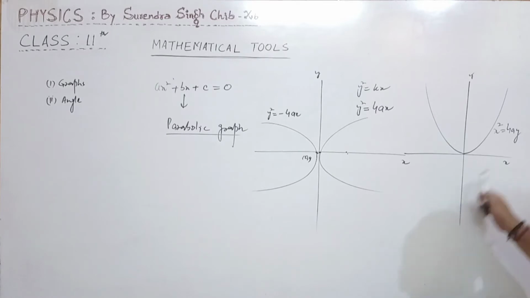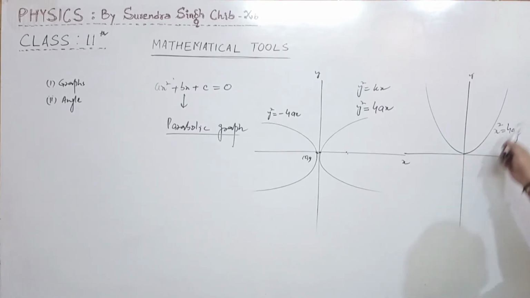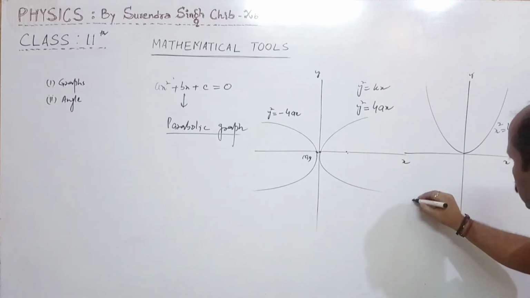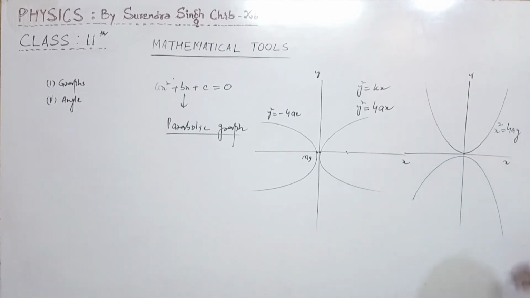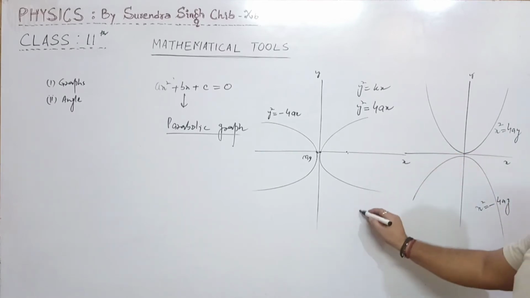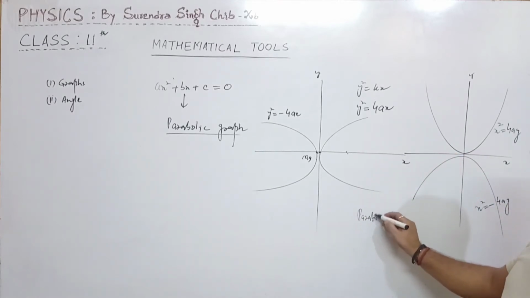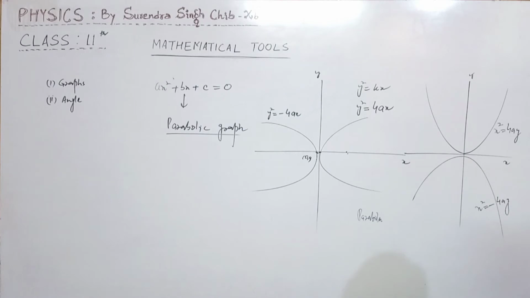Similarly, we will get two values of x, plus and minus. So here is plus and here is minus, and y stays positive. If the graph is like this, it means this is x square equals -4ay. So we have different graphs. These are all parabolas, but these are symmetric about either the x-axis or the y-axis.